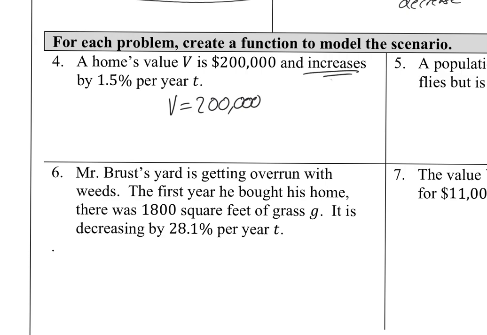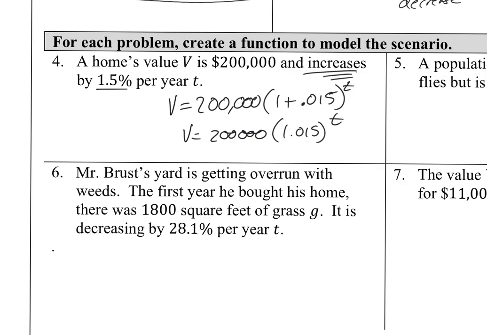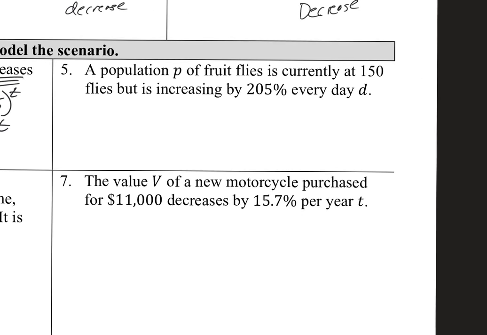And it increases by 1.5%. So that's going to be 1 plus, now I have to write 1.5% as a decimal, which would be 0.015. And then per every year, t. Boom. There we go. Of course, you could clean this up. We could say 1.015 to the t. There we go. Easy peasy. Let's take a look at the next one.